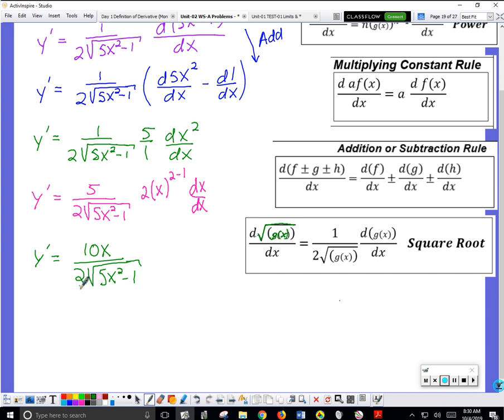Is the denominator factored? Yes or no? Yes. The factors are 2 and the root of 5x squared minus 1. Those are two pieces that are being multiplied. I can see the denominator as simply two things being multiplied. Okay, get rid of these.